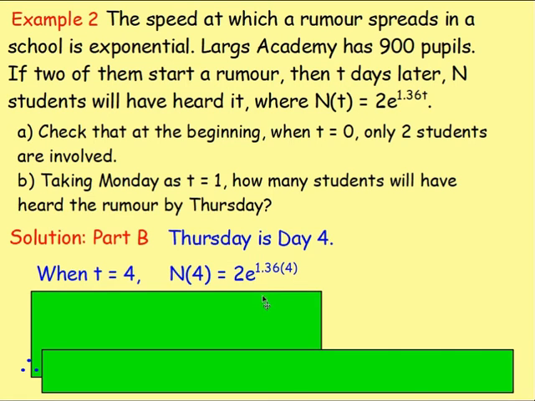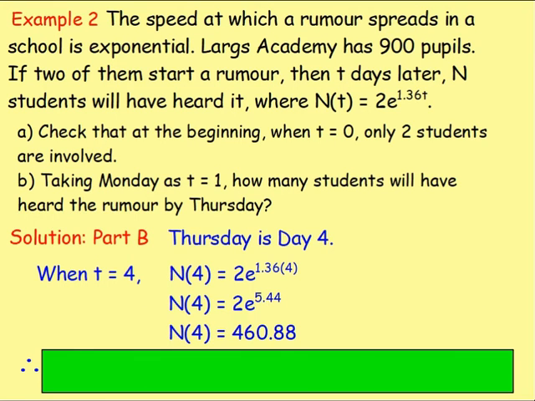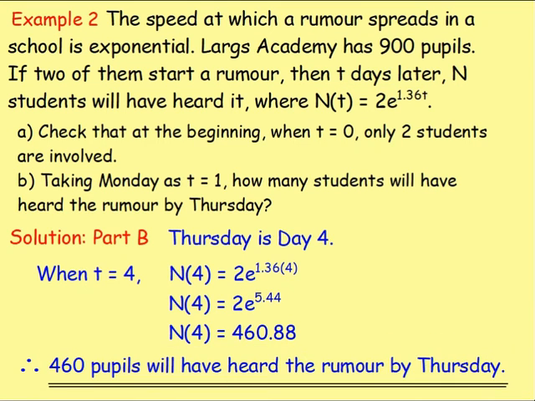Work that out, 1.36 times 4 will give you 5.44. Put that into the calculator, 2 times e to the power of 5.44, and that will give you 460.88. You could always write that down, 460.88 pupils, but because it's talking about pupils, you tend not to get 0.88 of a person. Also, I wouldn't round up because it's not quite at 461, so I'd probably round that down to 460. Do not worry about anything like this in an exam.